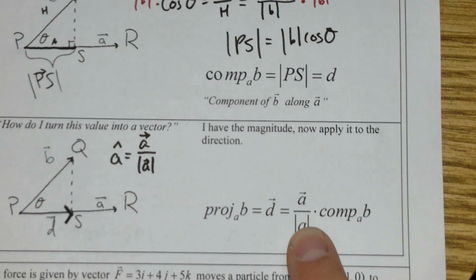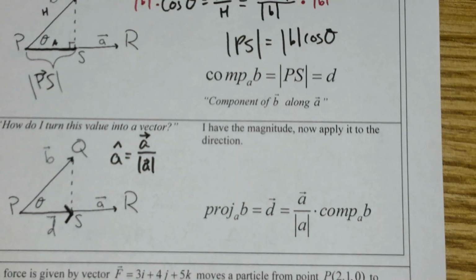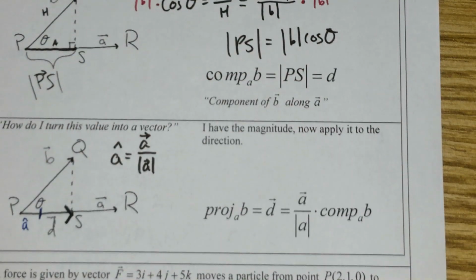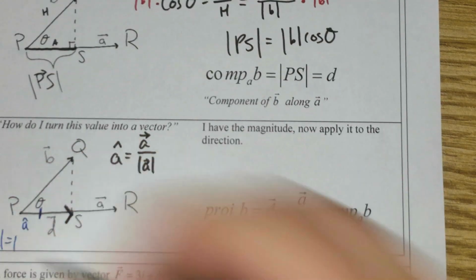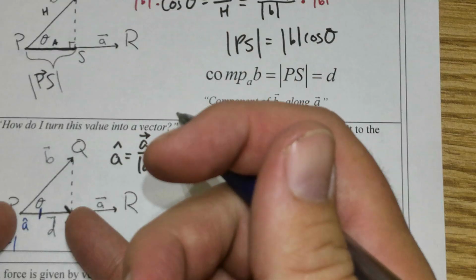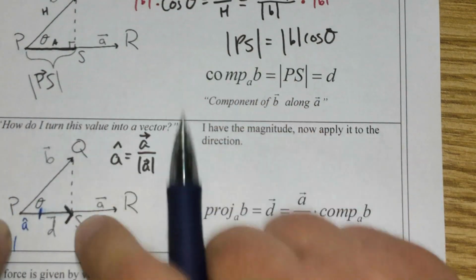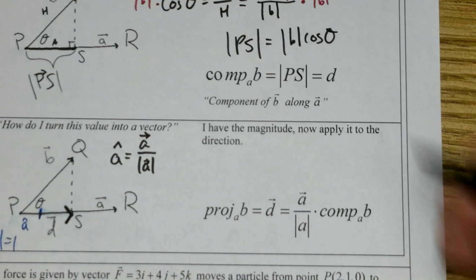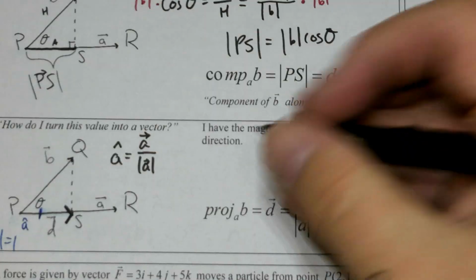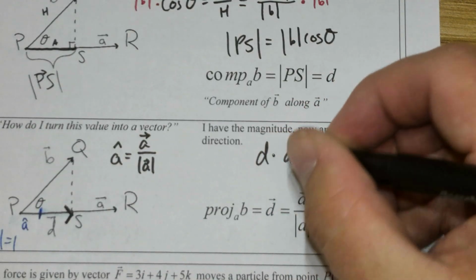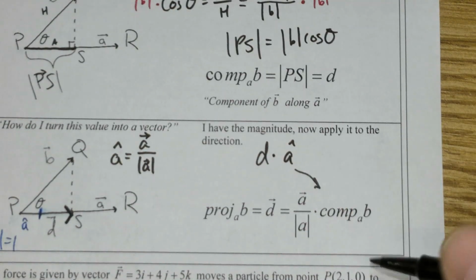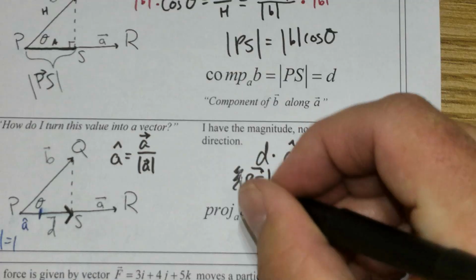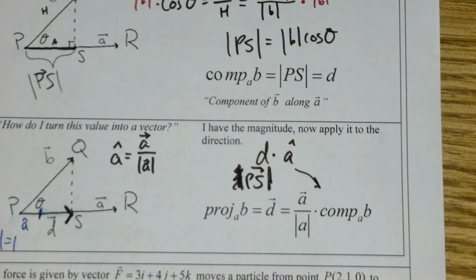And then I'm going to multiply it by that length. So I'm going to take this A, I'm going to shrink it down to be A hat. And I know that A hat has a length of 1. Then I'm going to multiply that by the distance d to stretch it out to be this full length. And so my vector projection becomes d times A hat. That's what this is. D times A hat. I keep using D and PS interchangeably. Yeah, magnitude PS times A hat.